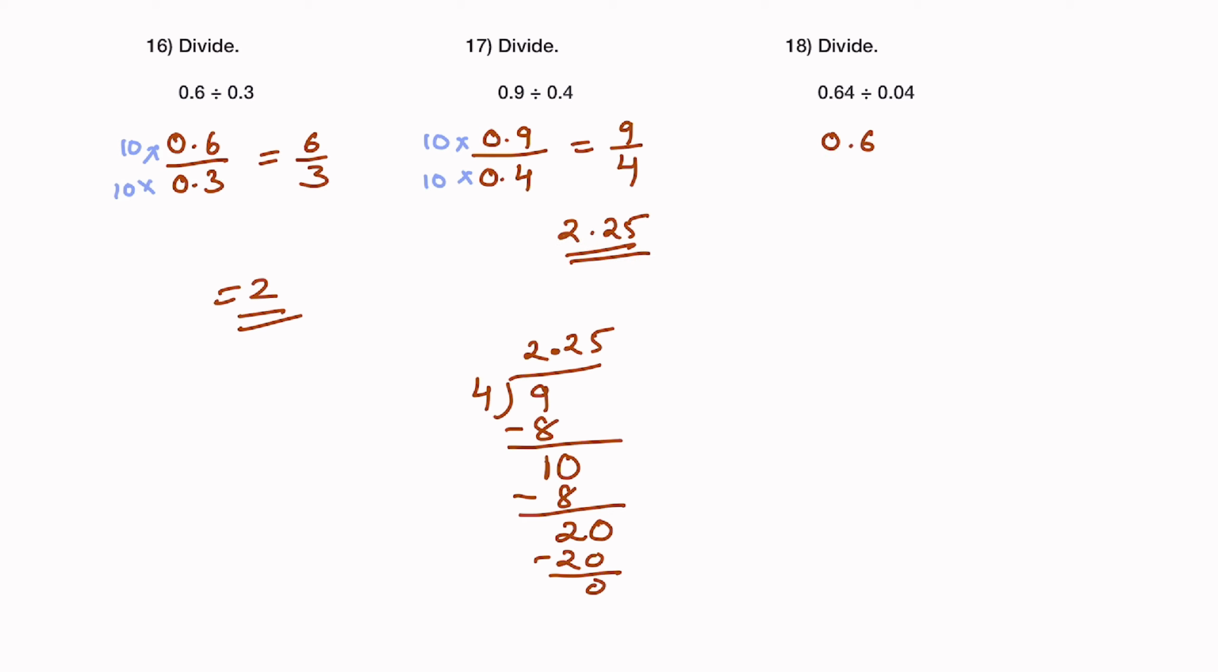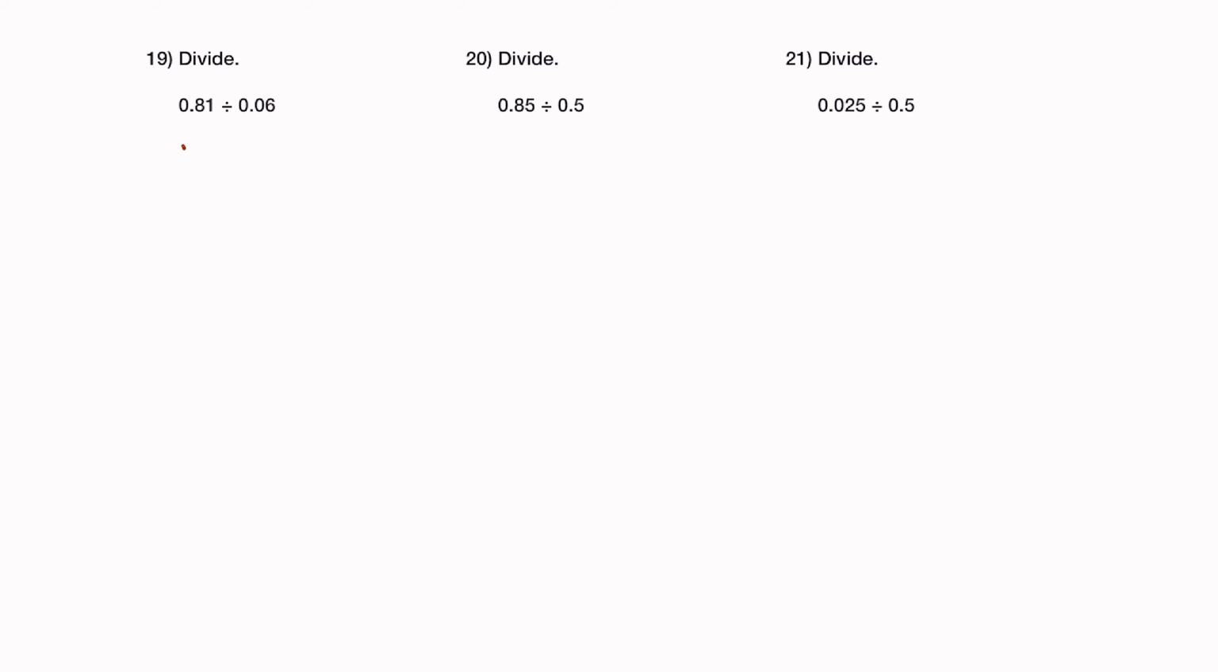Next, we have 0.64 and 0.04. Both the numbers have two decimal places. So we will say 64 upon 4 because we are doing times 100 and times 100, right? And 64 divided by 4 is 16. Times tables, very important to learn. So the next number is 0.81 divided by 0.06. Again, two decimal places. So we say 81 upon 6 because we are multiplying both of them with 100.